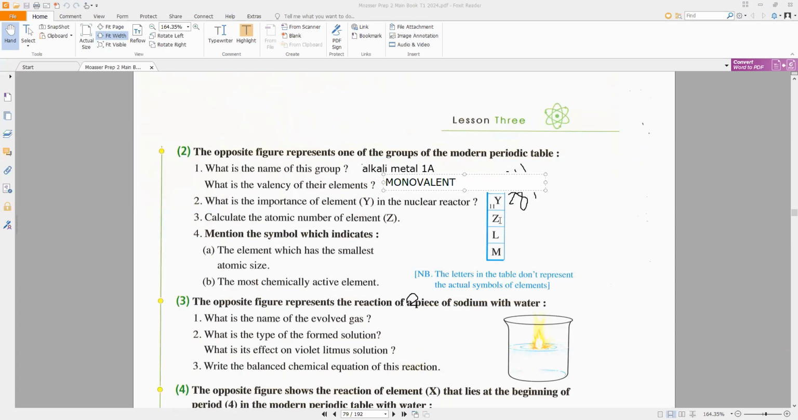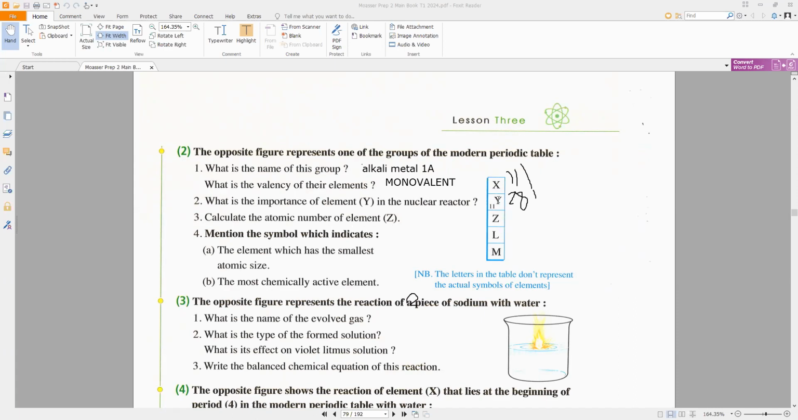What is the importance of Y in a nuclear reactor? Y is 11, so it's sodium. Sodium is used as a coolant because it transfers the heat from inside the reactor to outside the reactor, to use water vapor later in generating electricity.